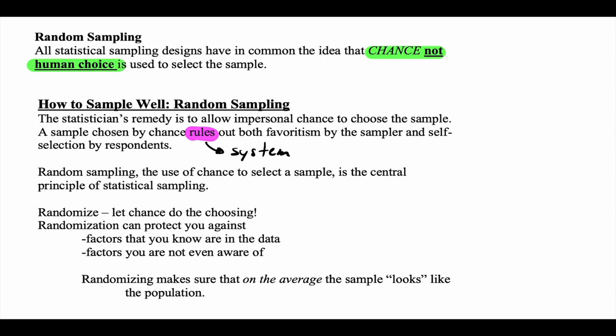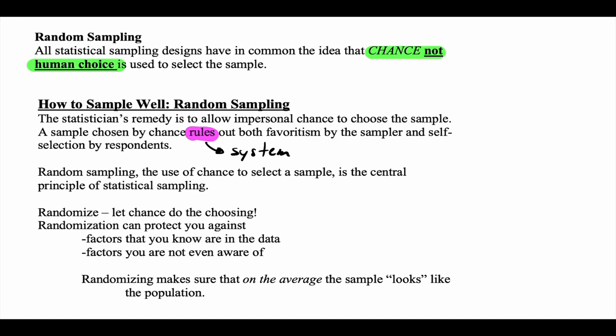Random sampling, the use of chance to select a sample, is the central principle of statistical sampling, okay? Randomize, so if I use the word randomize, let chance do the choosing. Randomization can protect you against factors that you know are in the data and factors that you're not even aware of. We call those lurking variables. If you're not even aware that could happen, that's why randomization helps you. Randomizing makes sure that on average, the sample looks like the population.